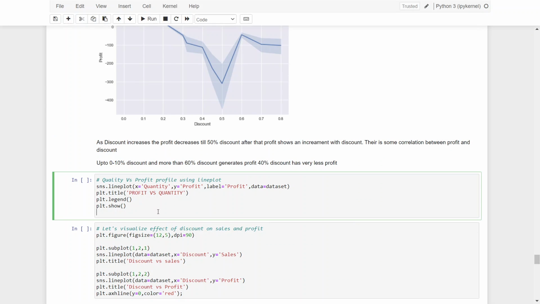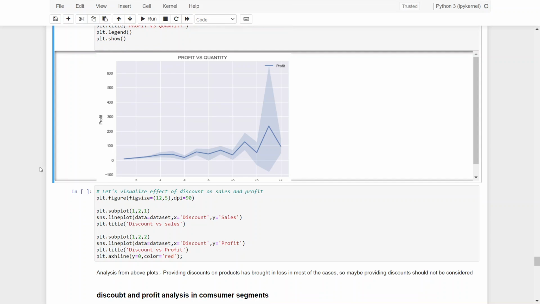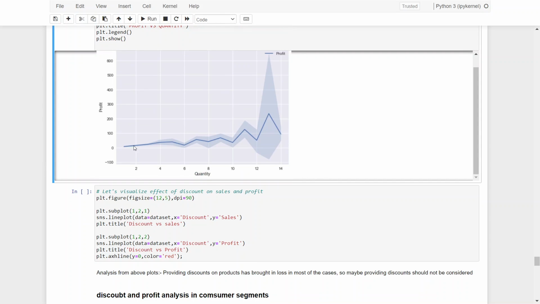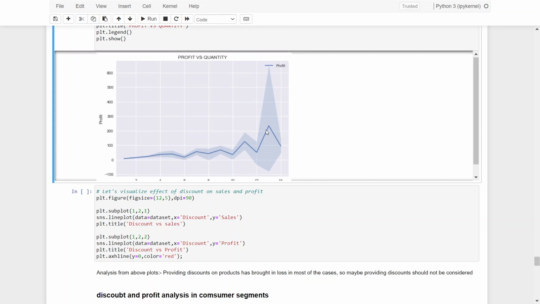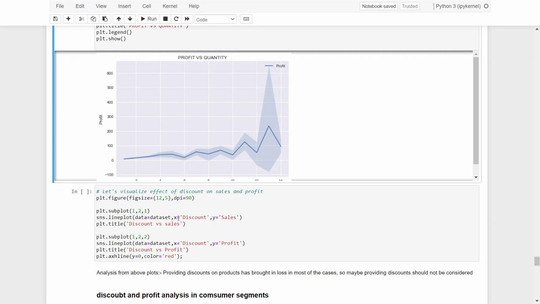You can see that. Now I am going to plot quantity versus profit using the line plot. This is the quantity versus profit. As you can see, the number of quantity increases, the profit also increases.